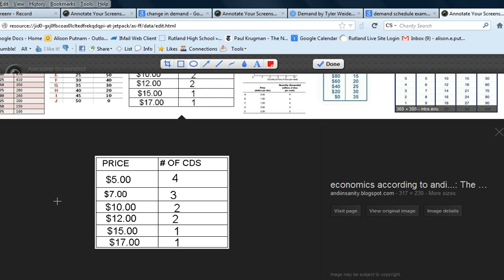So here we have a demand schedule for CDs, and at the cost of $5, the demand is 4 CDs. When the price goes up to $7, the demand drops down to 3 CDs, and as the price continues to increase, the number of CDs demanded continues to go down until we get to $15 and $17. People are only going to buy 1 CD.